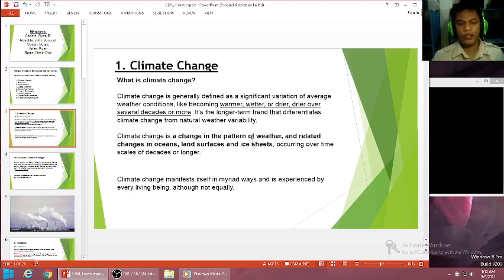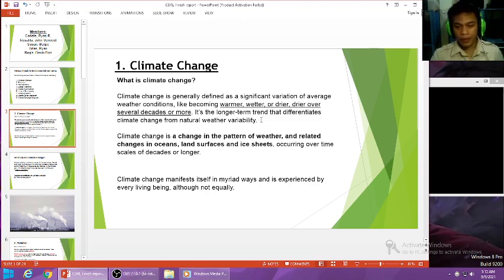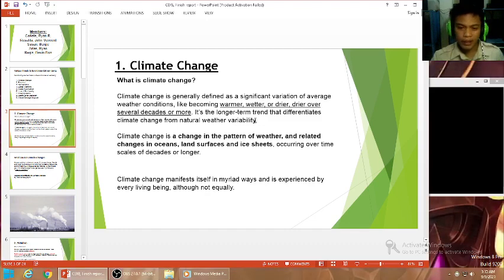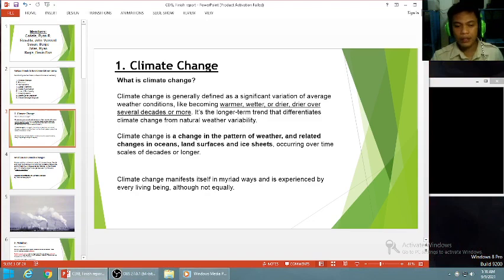What is climate change? Climate change, generally defined, is a significant variation of average weather conditions, like becoming warmer or drier. Climate change is what we are experiencing now: extreme heat, extreme cold, and frequent rains. It is the longer term trends that differentiate climate change from natural weather variability.